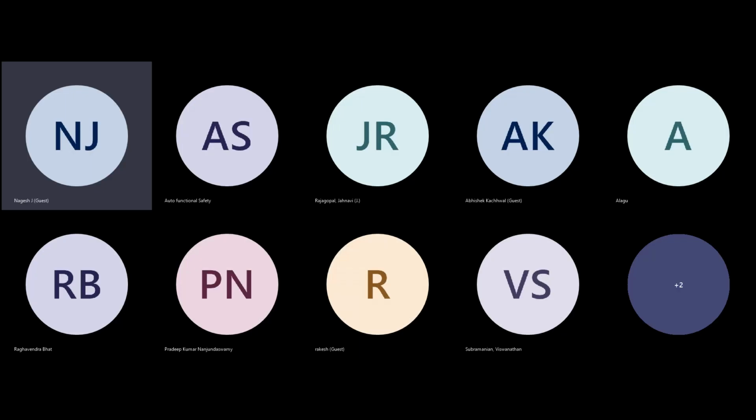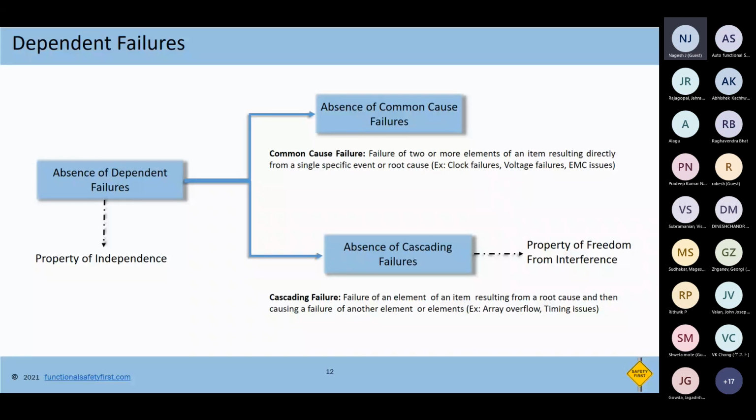absence of dependent failures. So what does this dependent failure mean? It comprises two parts. One is the absence of common cause failures. A common cause failure could be something like a clock failure or a voltage failure. A common cause, as the word easily explains, is caused by a common problem. It could be that there is an EMC issue or a voltage issue that is affecting multiple elements. So when multiple elements are affected by a single root cause, those are called common cause failures. So we need to understand what a common cause failure is.